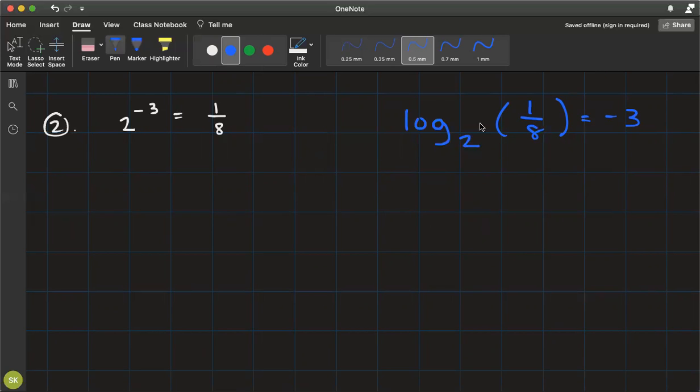I'm not taking log base 2 of 1 and then dividing by 8. I just like to put whatever, if it's not just a single number, I like to put it in parentheses like this.